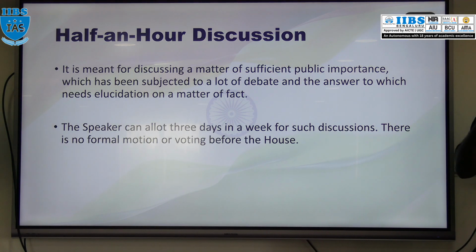As I mentioned, every resolution is a motion, a substantive motion, but all motions are not resolutions. Why? Because for all motions voting is not required. This is an example.